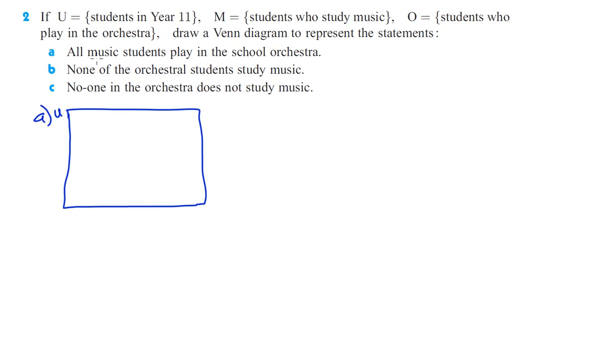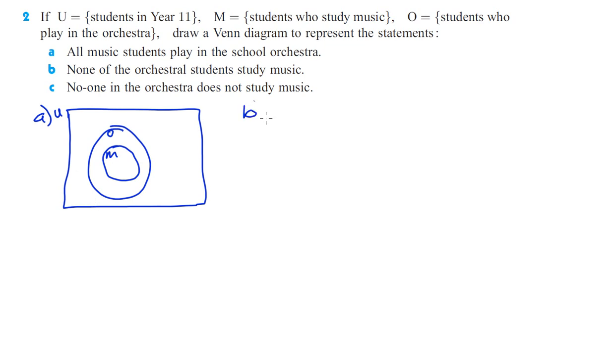So we've got all the music students play in the school orchestra. That means that we're going to have one circle inside the other. And this inner circle is going to be the music students because every music student plays in the orchestra. So this outer one is going to have to be O for the orchestra kids. If you're a music student, you play in the orchestra. Just because you're in the orchestra doesn't mean that you're a music student, according to this here. Outside here would be basically all of the non-orchestra and non-music kids, but we can just leave it like that.